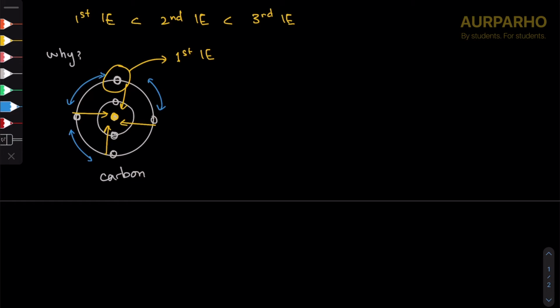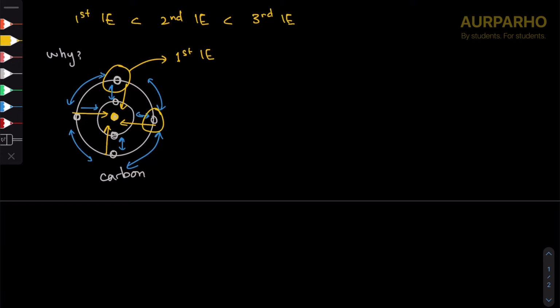So the first ionization energy is lower because at that point the repulsion between all of these electrons is at its maximum. But when we remove this one electron, the repulsion between the rest becomes a little less, because they get more space to move around, right? So when the repulsion between them reduces, it means we will require to put in more of our own energy to be able to pull out one more electron.